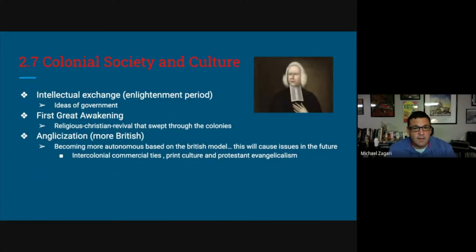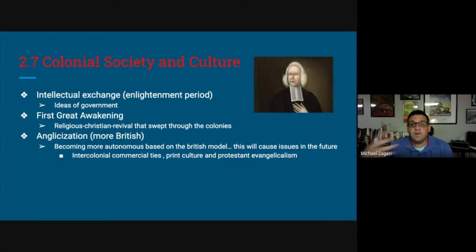Okay, and then we're going to end this with 2.7, colonial society and culture. And what we're going to start to see is the intellectual exchange. You're going to see part of the Enlightenment period happening during this time period. The ideas of government, most notably with John Locke, these ideas of three branches of government, separation of powers, all of that is starting to come down the pike, so to speak.